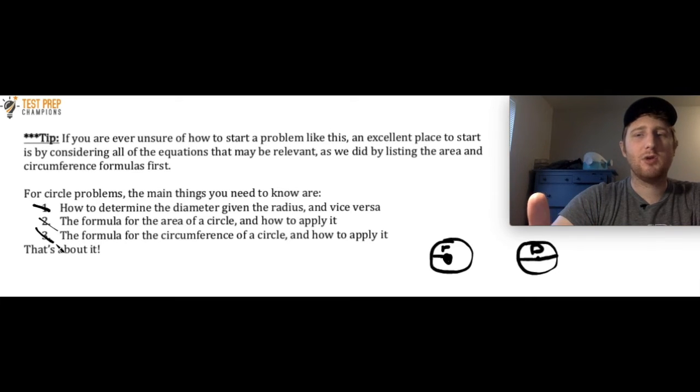From these, you might get a question where you're given the circumference and you have to find the area, or vice versa. But really, if you have circle questions and you're not sure where to start, just think about these three things. Do I need to find the radius or the diameter? Do I need to find the area? Do I need to find the circumference? And just look at what you're given and think about it.